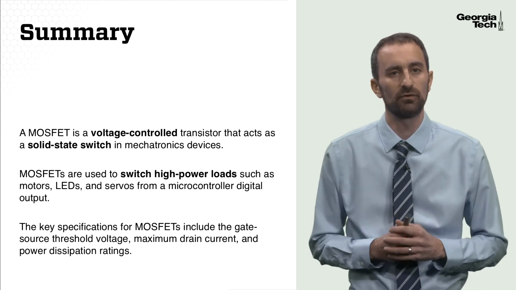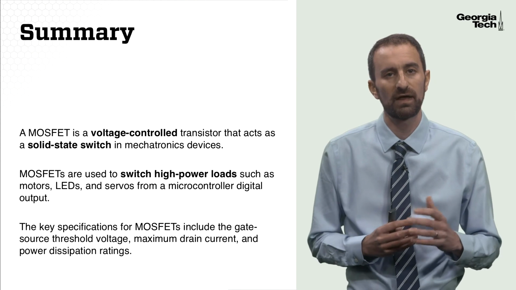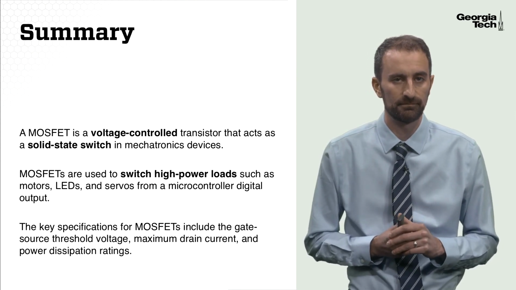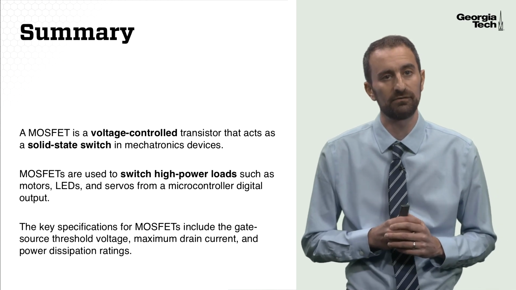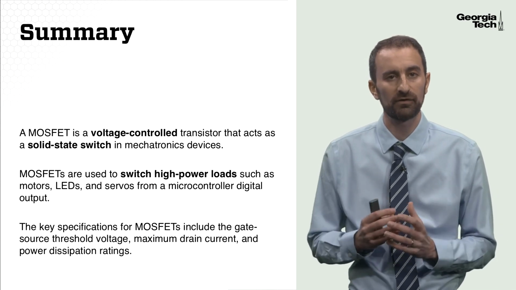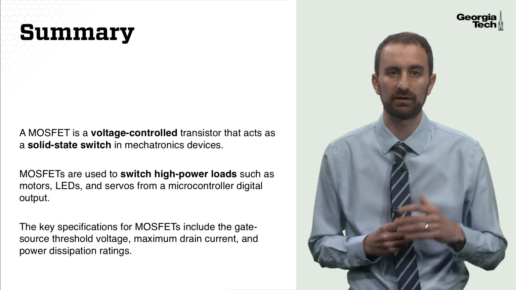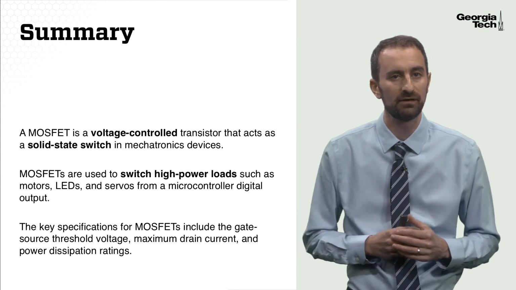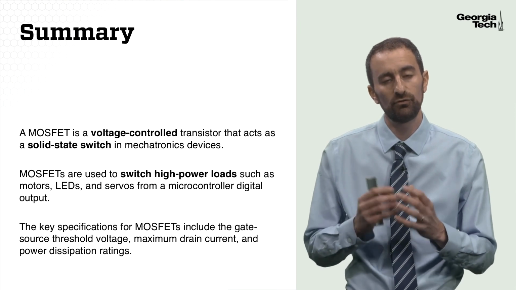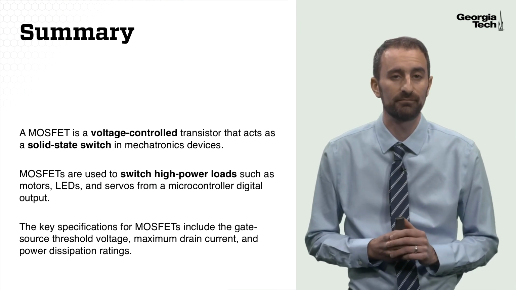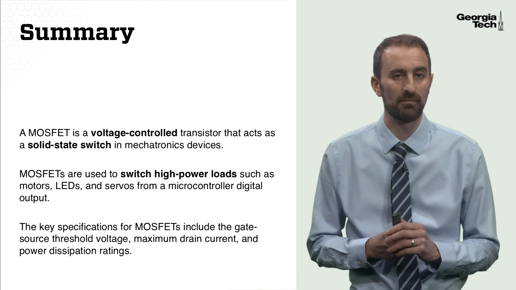Let's summarize what we've learned in this lesson. A MOSFET is a voltage-controlled transistor, and it acts as a solid-state switch used often in mechatronic devices. We use MOSFETs to switch on high-power loads like a motor, pump, LED, or servo. We switched on those devices using a microcontroller digital output. And that's really the benefit of a MOSFET.